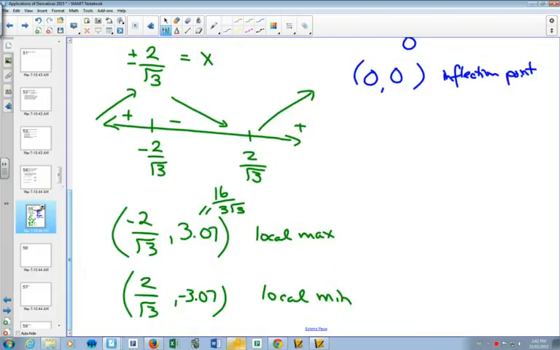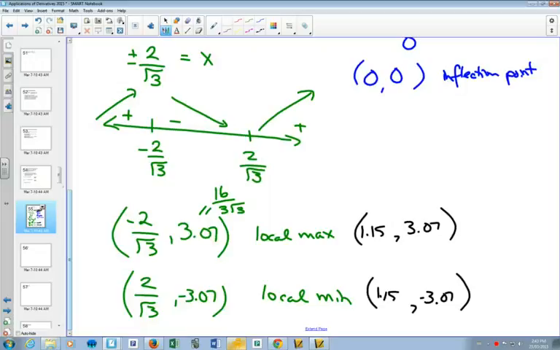Two over root 3 as a decimal. Just for graphing and for making these a little bit easier, I'm going to write them both as decimals right now, so I'm going to keep the 3.07 and the negative 3.07. And 2 divided by root 3, negative square root 1.15, just so we get an idea of where we can put these. And this one, yeah, this one's negative, and that one's positive.